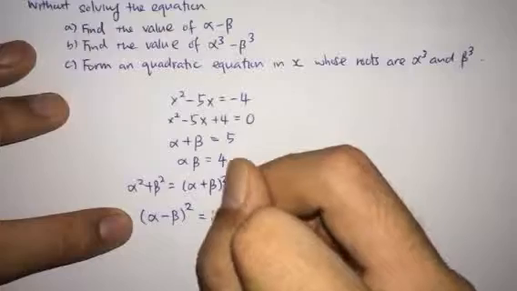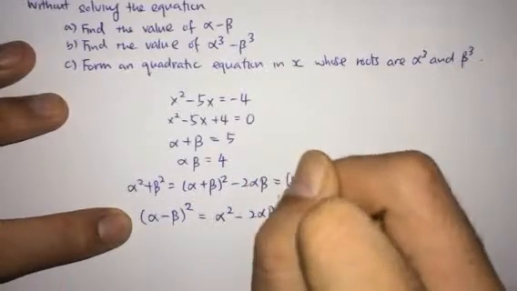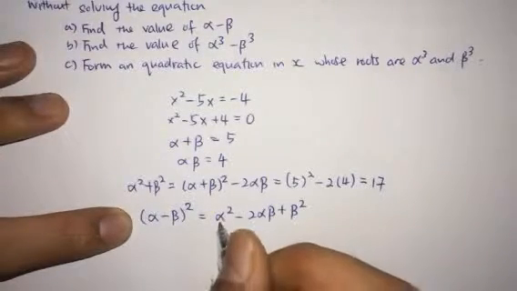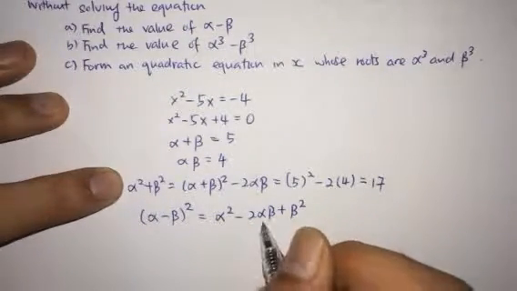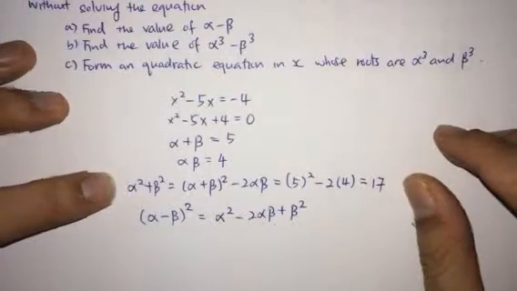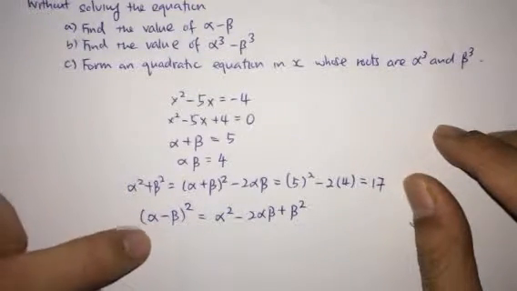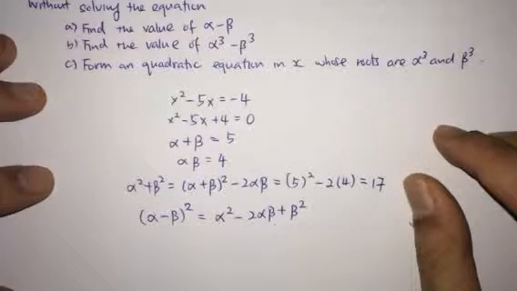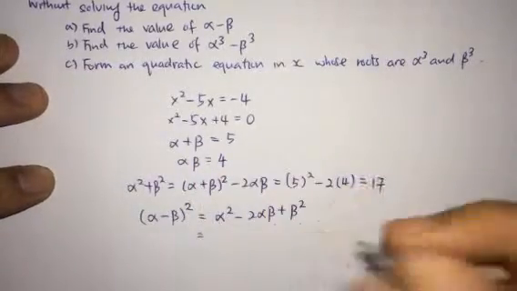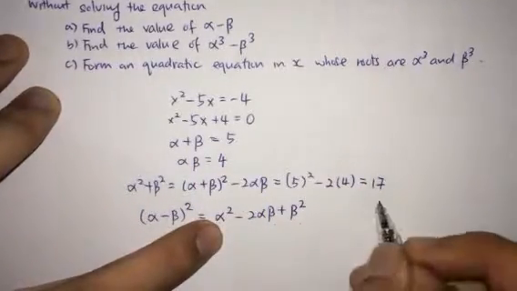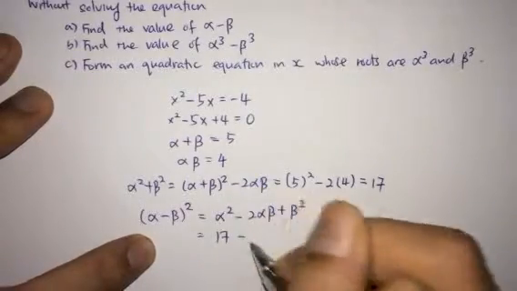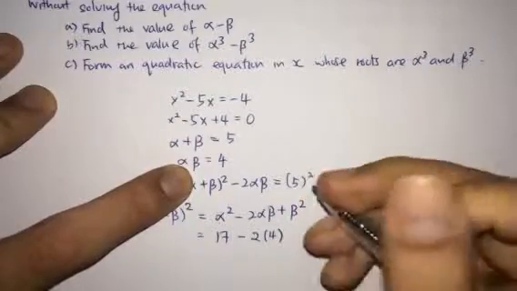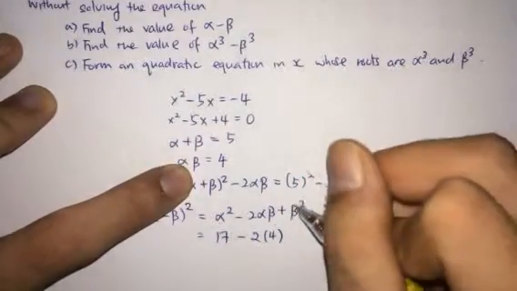So expanding, we'll get alpha square minus 2 alpha beta plus beta square. Notice that we have alpha square plus beta square from here, and we have alpha beta from here. And therefore, we are able to find out what is alpha minus beta whole thing square. If we square root both sides, we will be able to find alpha minus beta. So alpha square plus beta square, from here we know that is 17, minus 2 times alpha beta, which is 4, and this will clearly give me 9.